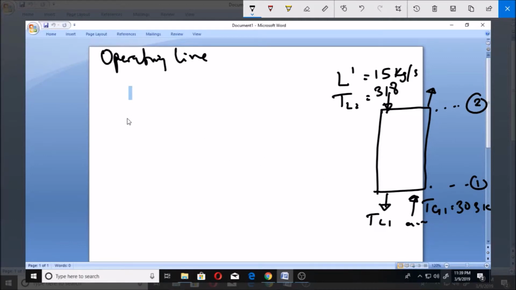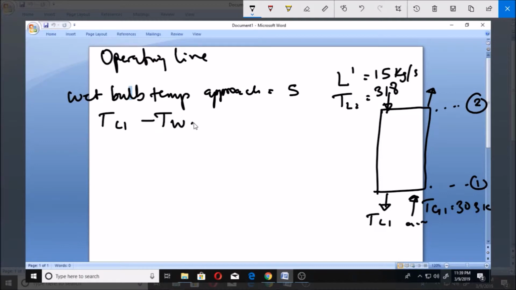Now at these conditions, we have that the wet bulb temperature approach, which is given, is equal to 5. So TL1 minus TW1, where TW1 is equal to 297. This minus this will give us 5. So we can now calculate TL1 to be equal to 5 plus 297, which will give us 302.